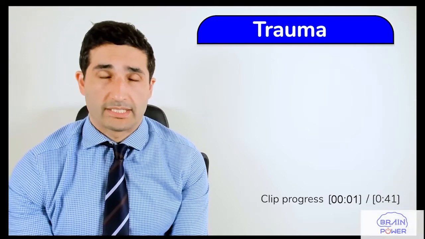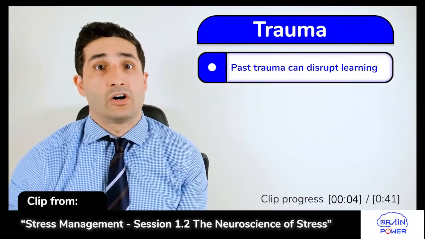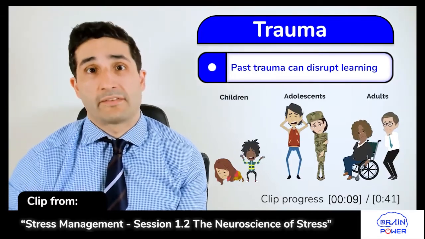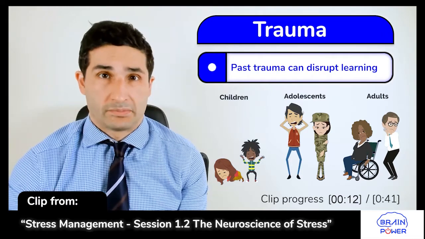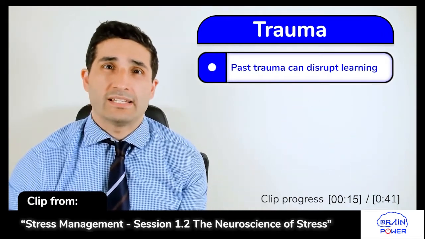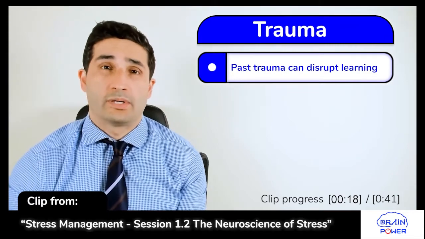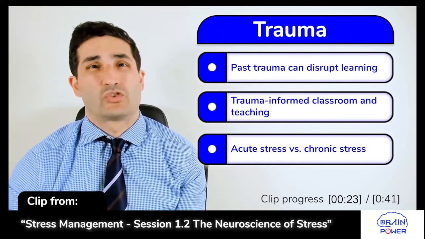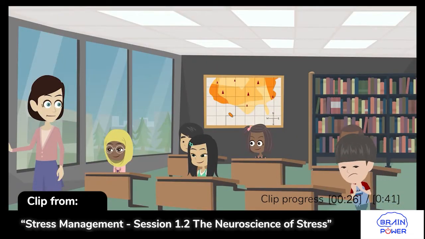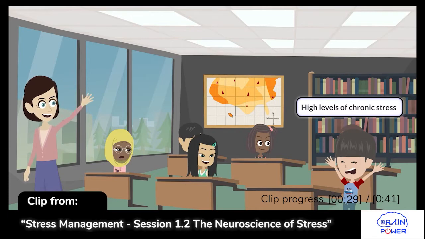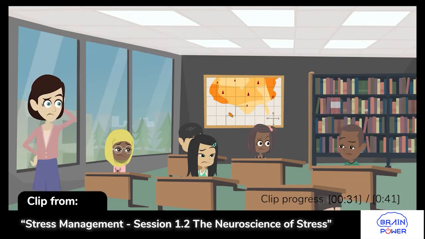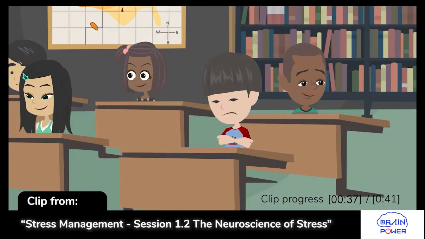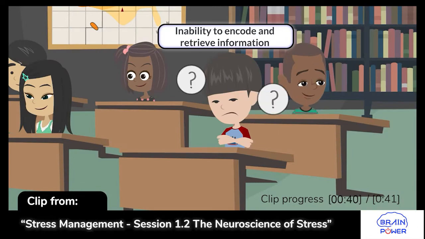We know that past trauma can disrupt learning in the present, and there are an increasing number of children, adolescents, and even adults being recognized as having experienced pretty profound trauma in their early lives in their communities. And that's really led to this movement for the trauma-informed classroom and teaching style. And we know that acute stress can be very different to chronic stressors, and some children who really have high levels of chronic stress, even in a low-stress environment, can still demonstrate pretty disrupted mechanisms of learning and an ability to encode and retrieve information. It can be very easily triggered.